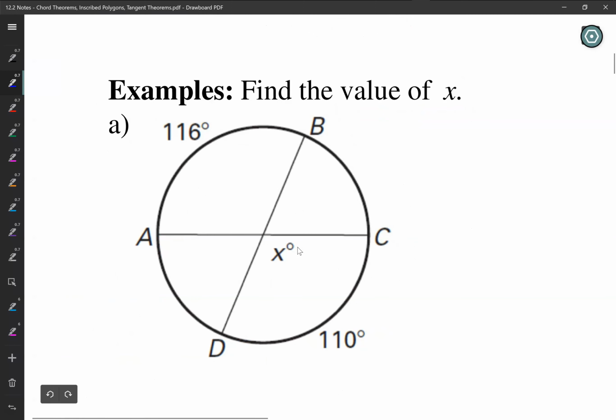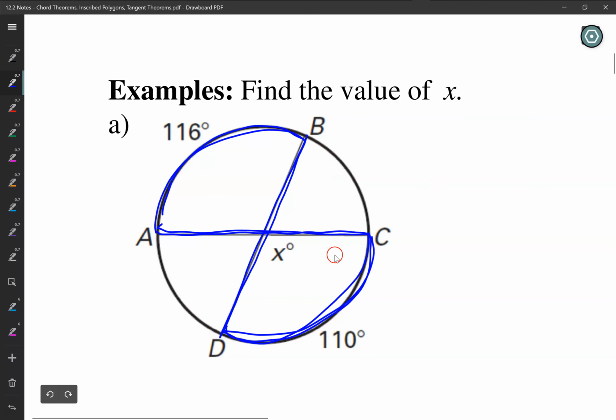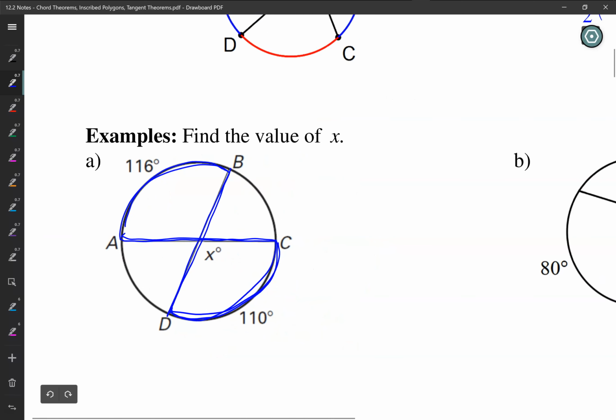So this first one, we want the value of x. I always like to make sure that the angle that I'm looking for is part of the hourglass shape with the two arcs. So I have the 116, I have the 110, and the x is inside. If you trace the two arcs and then draw the x connecting, that x is inside that shape. So I'm good. Those are the two arcs I'm looking at.